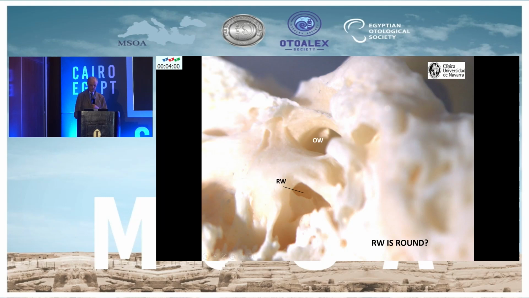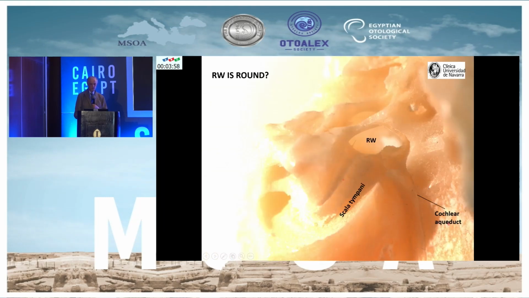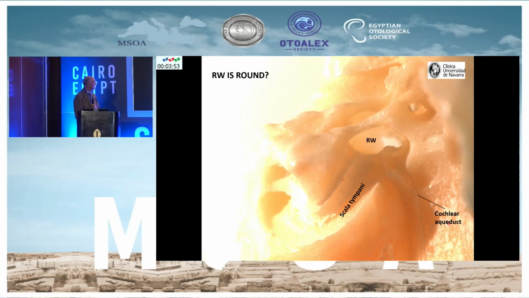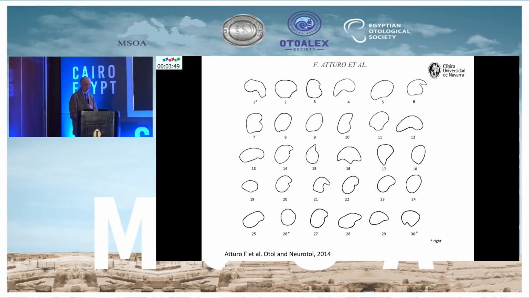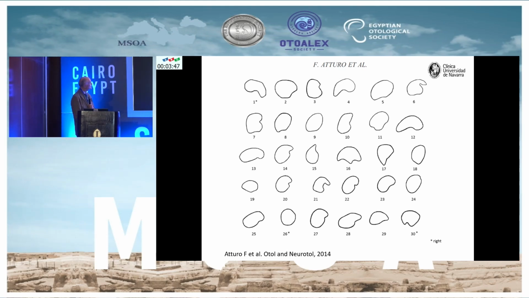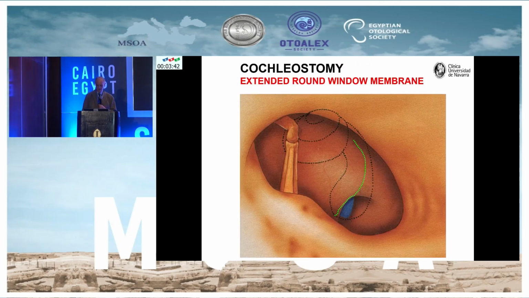So we continue. The other question is, is the round window round? No, it's not. Most of the time it is oval, as you see in this work from Arturo. Most of the time we have different shapes of the round window area.